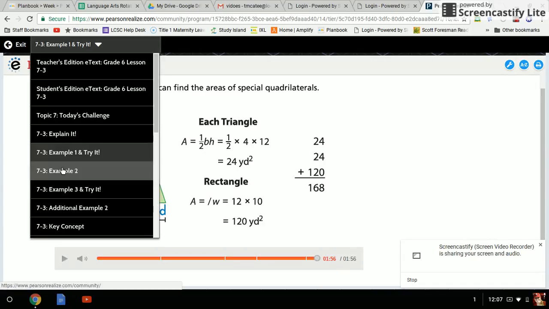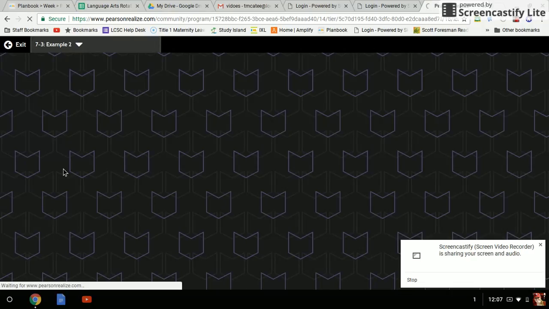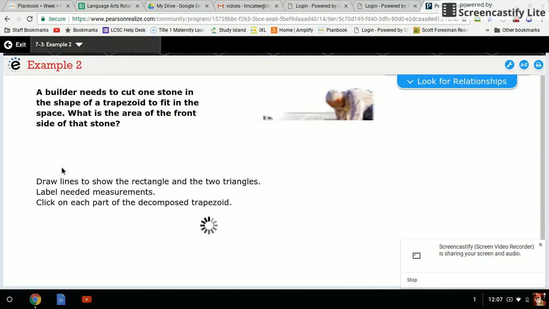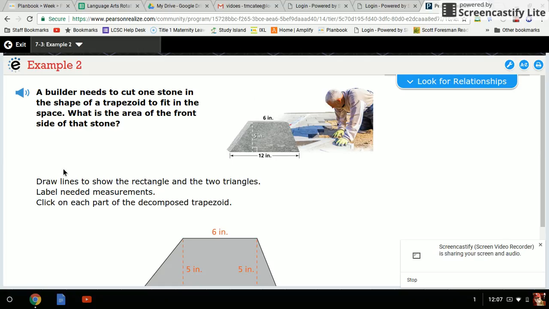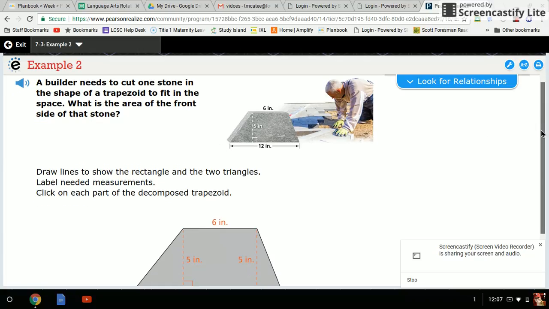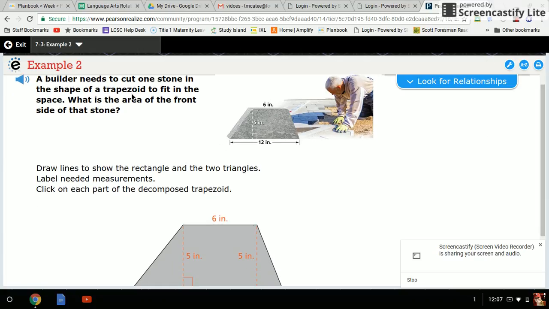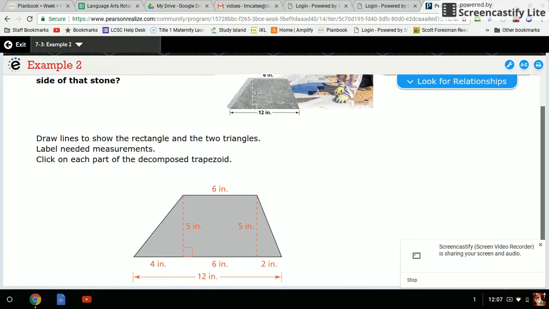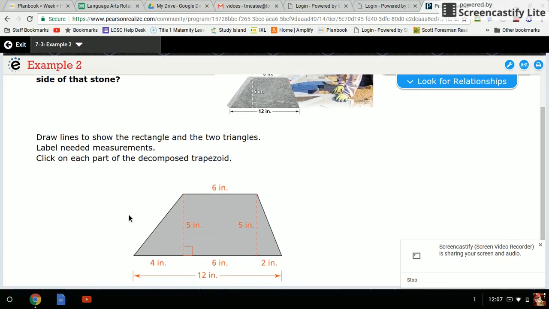Let's take a look at example 2. If we take a look at this question, a builder needs to cut one stone in the shape of a trapezoid to fit in the space. What is the area of the front side of the stone? They're looking at this part right here. If you were going to dissect this trapezoid, we could cut it into 3 different shapes. It did that for you down here.